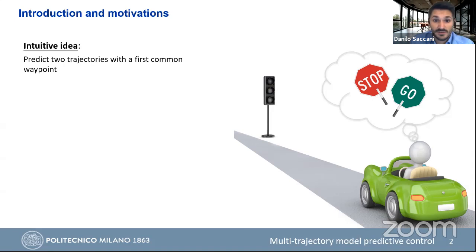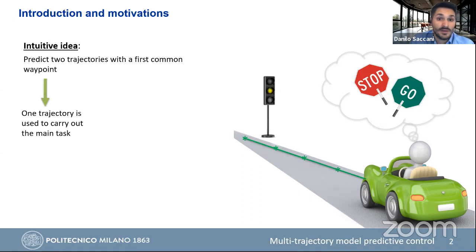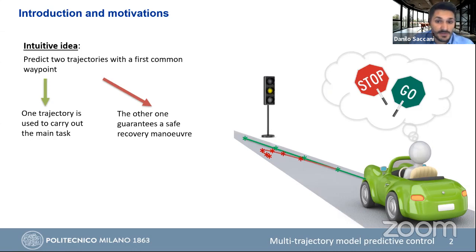So the intuitive idea behind our work is to predict 2 different trajectories with a first common waypoint, this waypoint representing the choice at the next time step. So we have one trajectory that is used to carry out the main task, so in this case to drive the car over the crossroad, and a second trajectory that is used instead to guarantee the existence of a safe maneuver, so in this case to be able to stop the car before the traffic light.